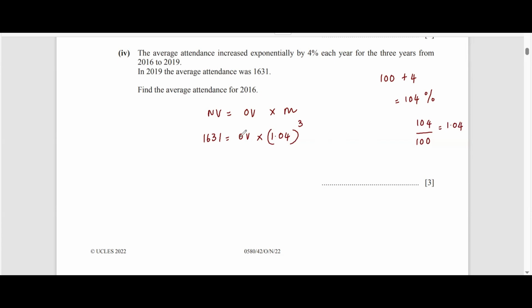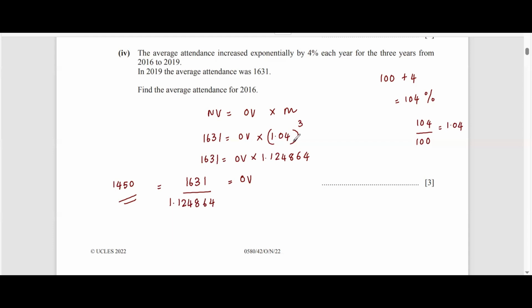You will get 1.12486. So old value will be, multiplication goes to the other side, it becomes division. 1631 divided by 1.12486. That will give us 1450. So 1450 was the average attendance for 2016.